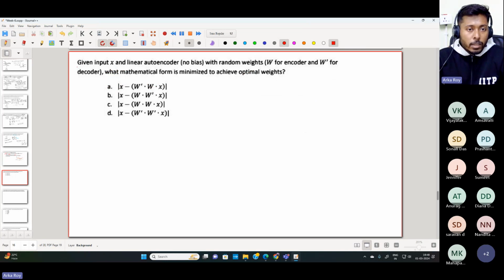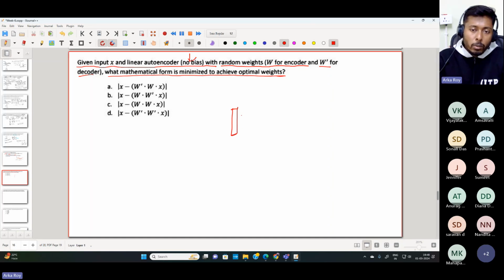In the next question, it is given an input X, a linear autoencoder with no bias, with random weights W for the encoder and W dash for the decoder. What is the mathematical form to get the optimized weights? So in an autoencoder, what is the structure of an autoencoder? What are the layers that we have? Anyone?